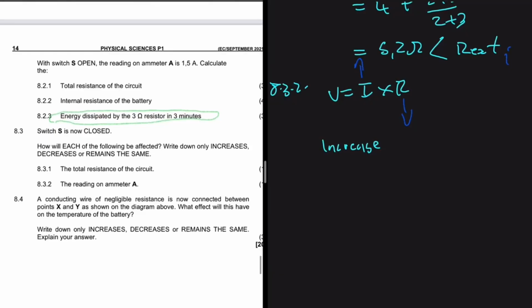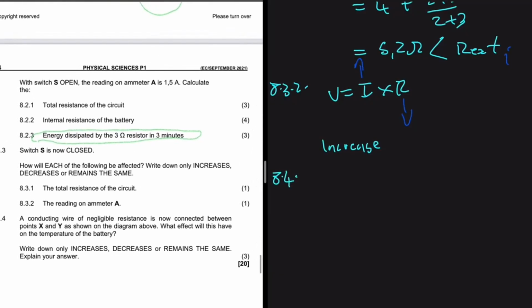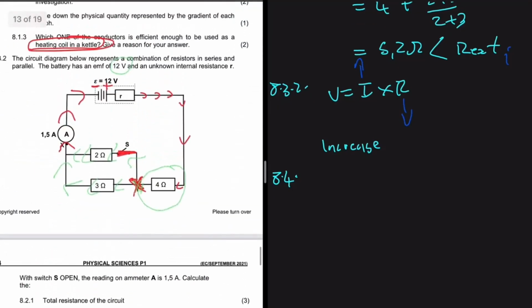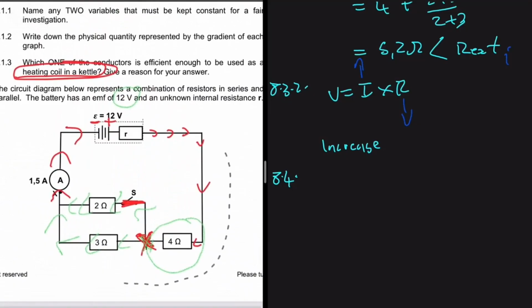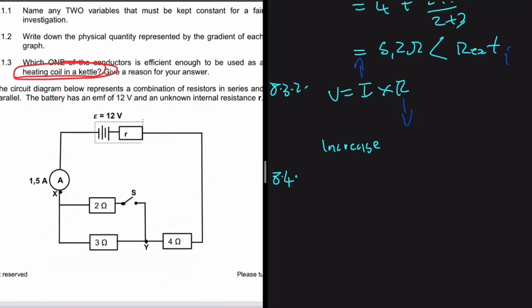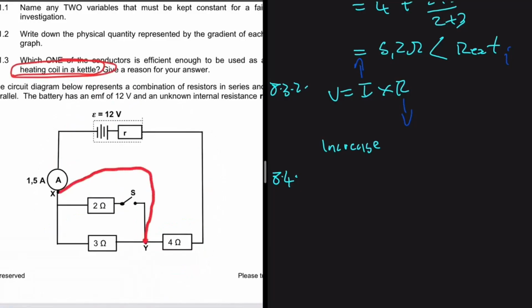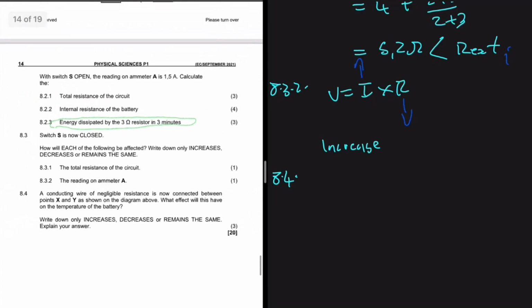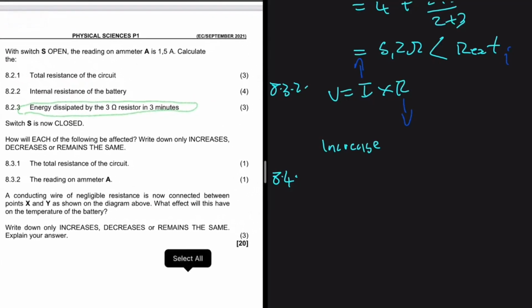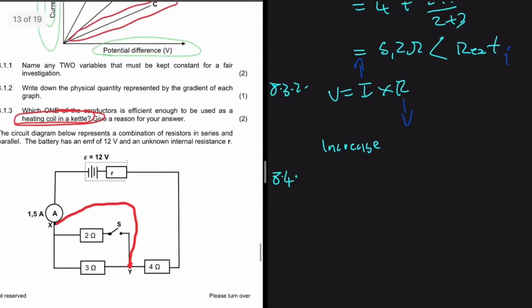And now, last but not least, 8.4. 8.4 is saying a conducting wire of negligible resistance is now connected between points X and Y. Before we read any further, let's go ahead and connect X and Y. So here's X, and let's connect X to Y. And then it goes on to say, as shown on the diagram above, what effect will this have on the temperature of the battery? Write down only increase, decrease, or stay the same.